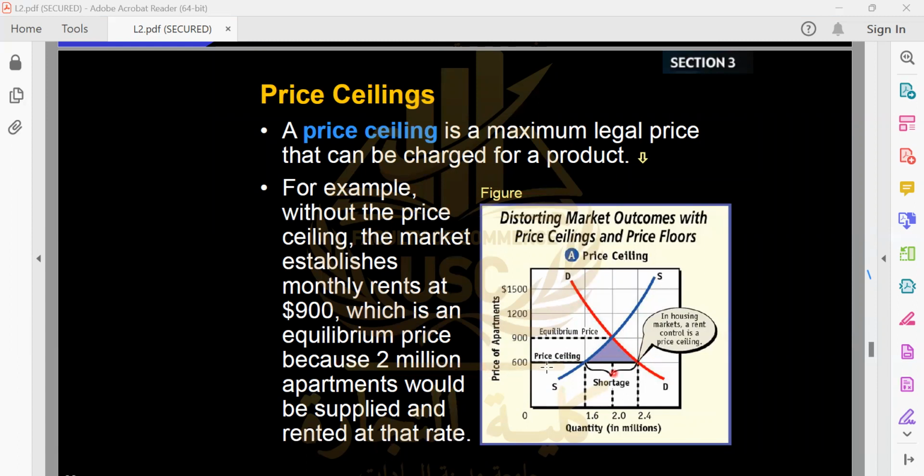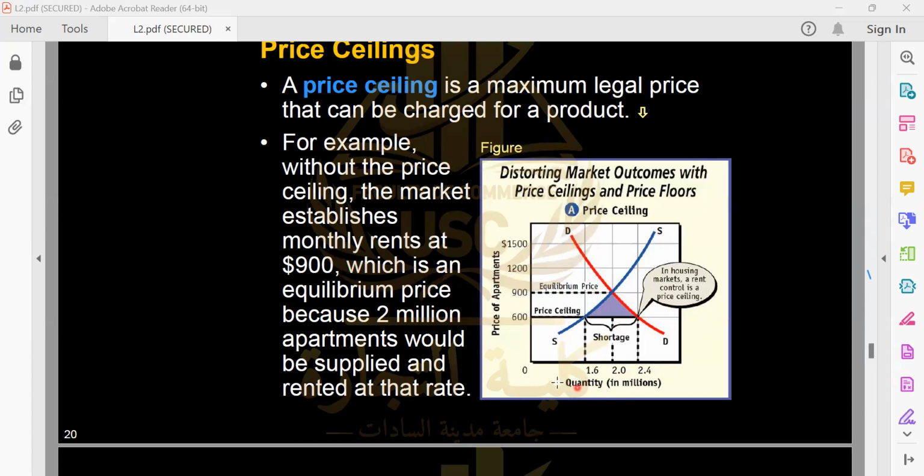So we have a shortage here, and a shortage we can calculate it from 1.6 minus 2.4, which makes it about 800,000 units. That's a shortage.